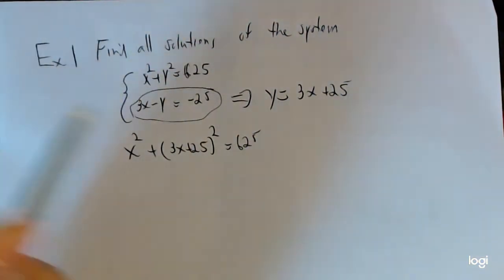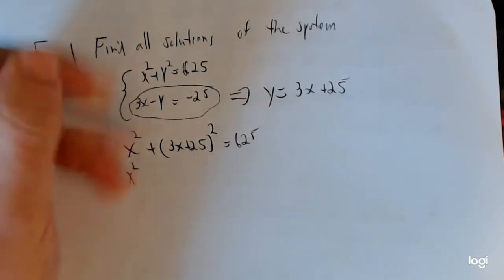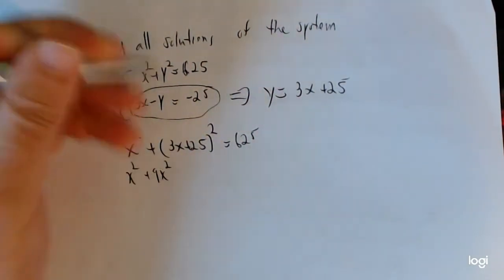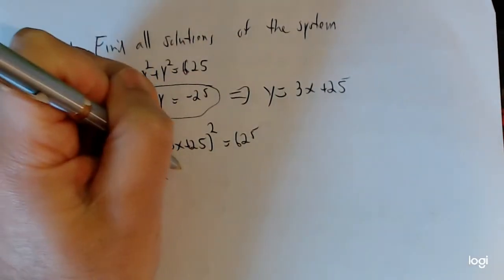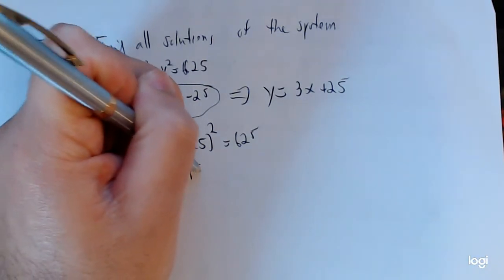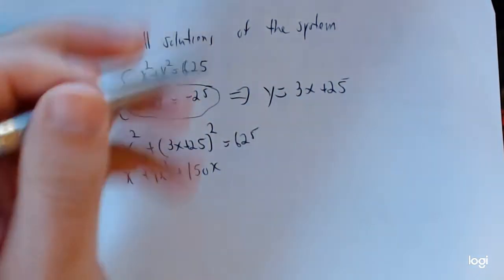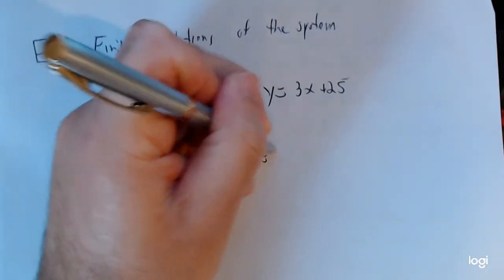So now we're going to solve by simplifying. So let's square this out. So what does that give me? x squared plus 9x squared. 3x times 25 is 75x, and that's going to be doubled up. So what would that be? It'll be 150x plus 25 times 25 is 625 equals 625.